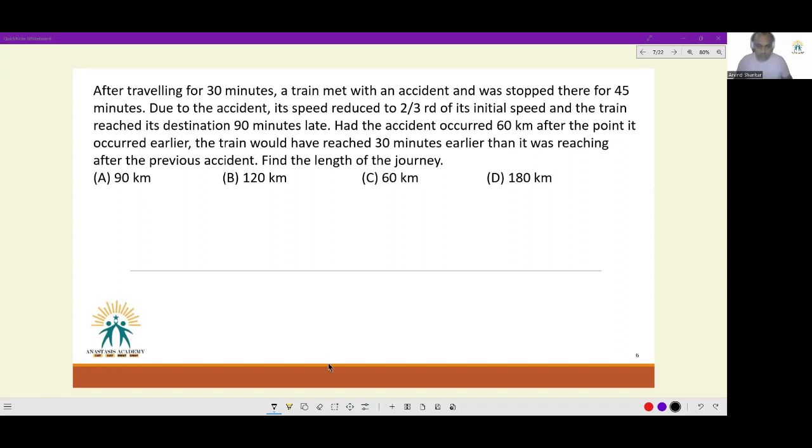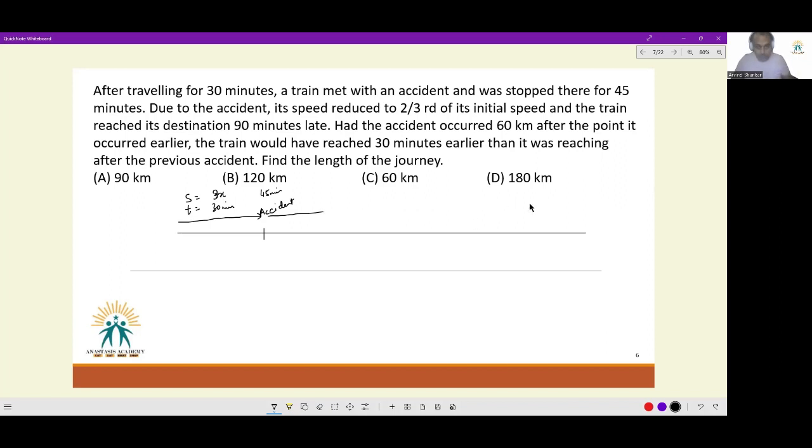What is critical for us to understand here is what exactly is the storyline. Let's say after traveling for 30 minutes, this is where the accident happened. This journey was covered in 30 minutes. Accident happened. And now, if the speed here, time is 30 minutes, speed is, let's say, 3x. Now, because of accident, 45 minutes was wasted here. Stopped there for 45 minutes.